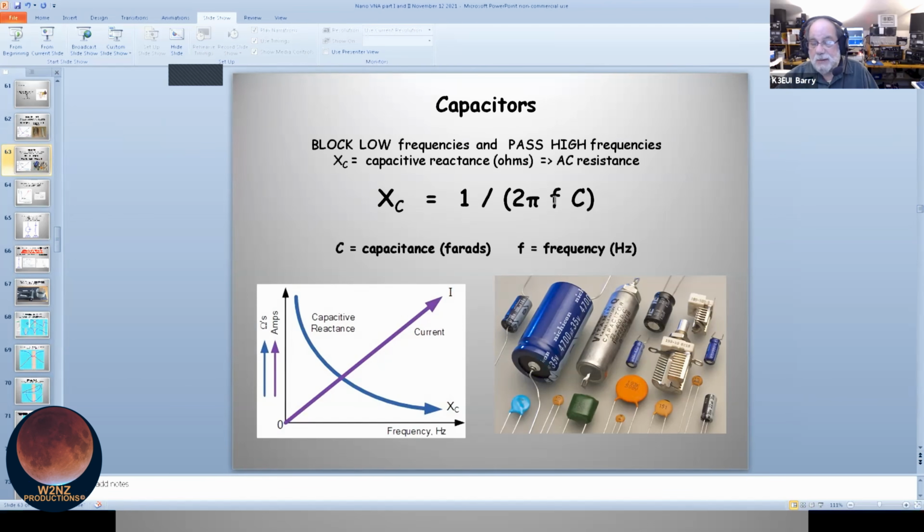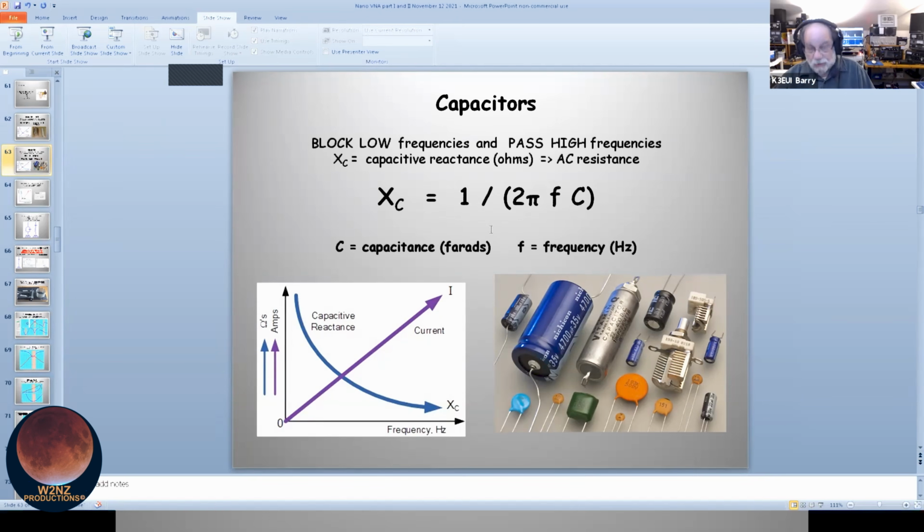This is in the denominator. When the frequency is higher, the denominator is bigger, so the fraction is smaller. Less resistance, less reactance at higher frequency. Oh, that's the opposite of the coil. So you can see here where I'm going.